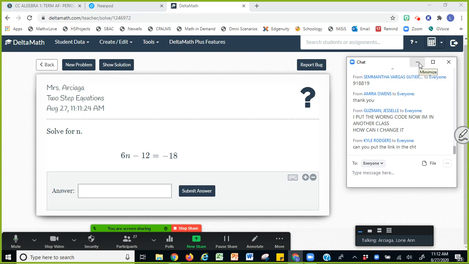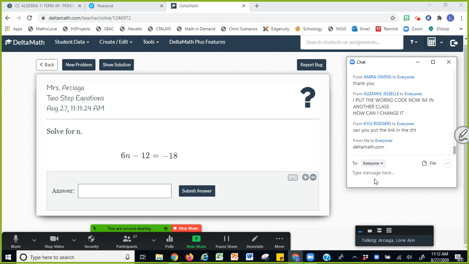Can you put the link in the chat? Okay. Give me 1 second because I'm in the teacher link. So you have to go to deltamath.com and Samantha has the code.